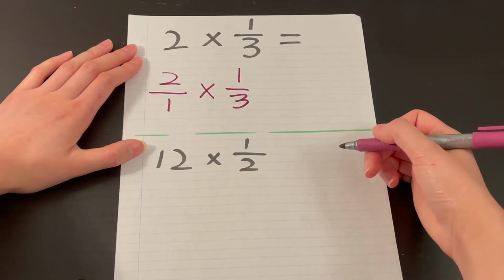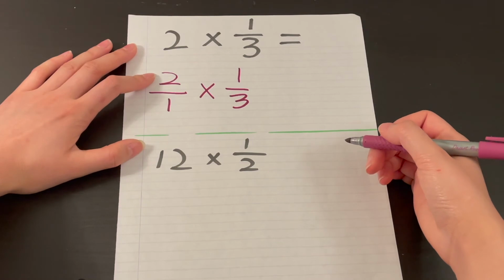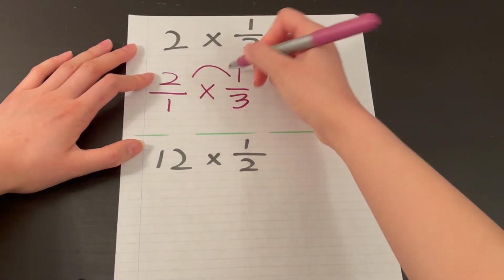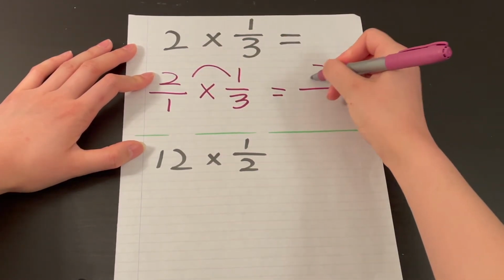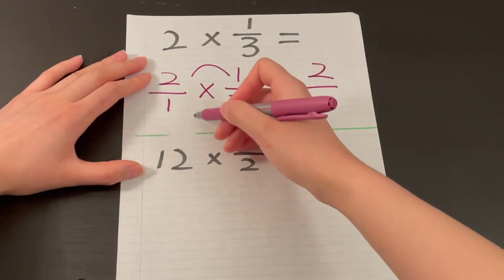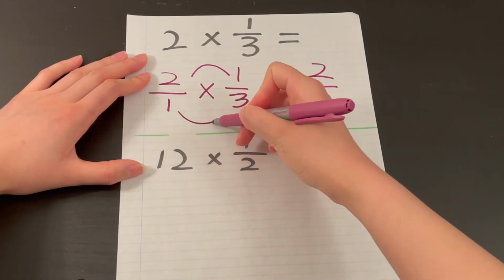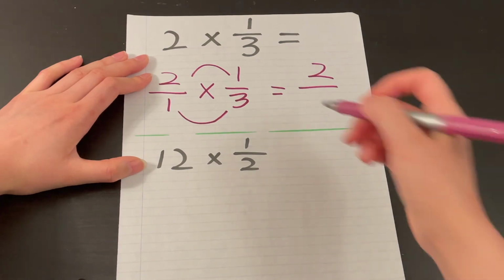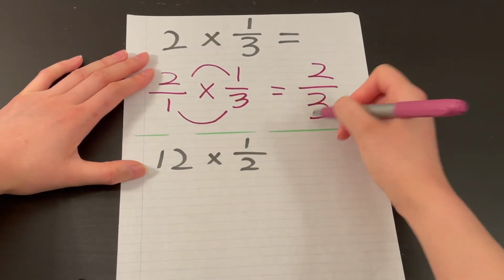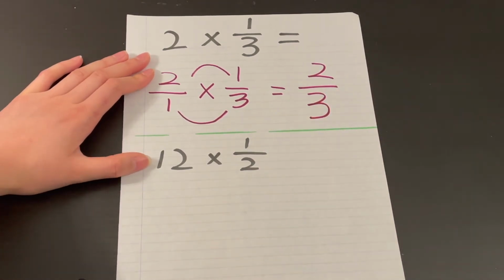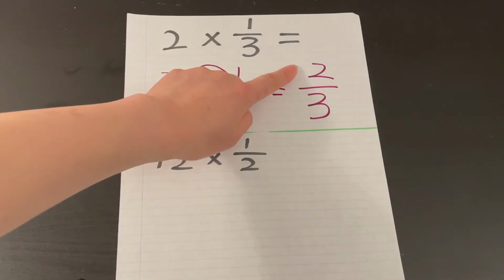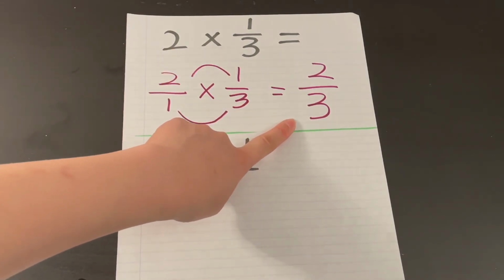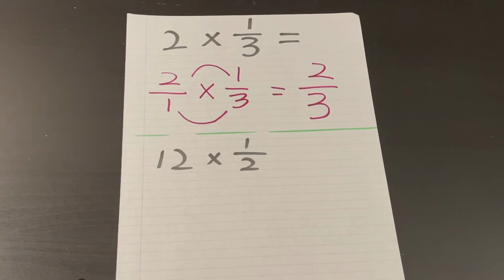So let's multiply the numerators first. 2 times 1 equals 2. The bottom one, the denominator. 1 times 3 equals 3. Great job! So we got our answer, 2/3. Let's try another one.